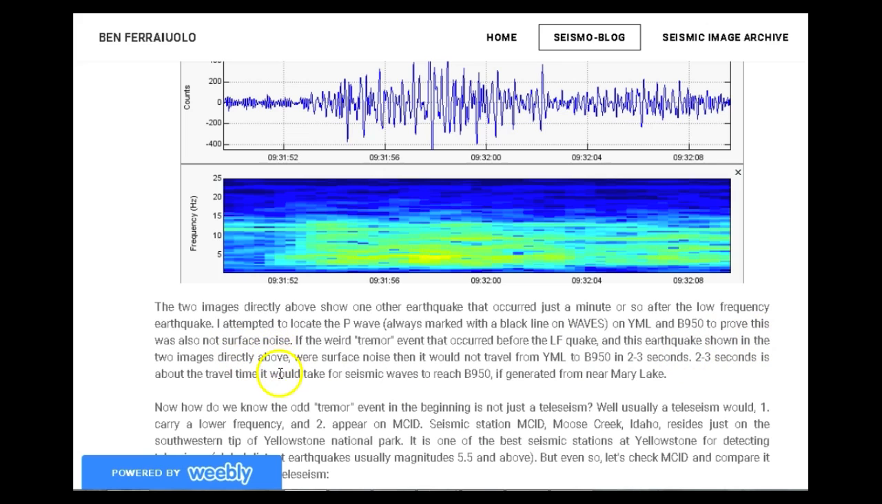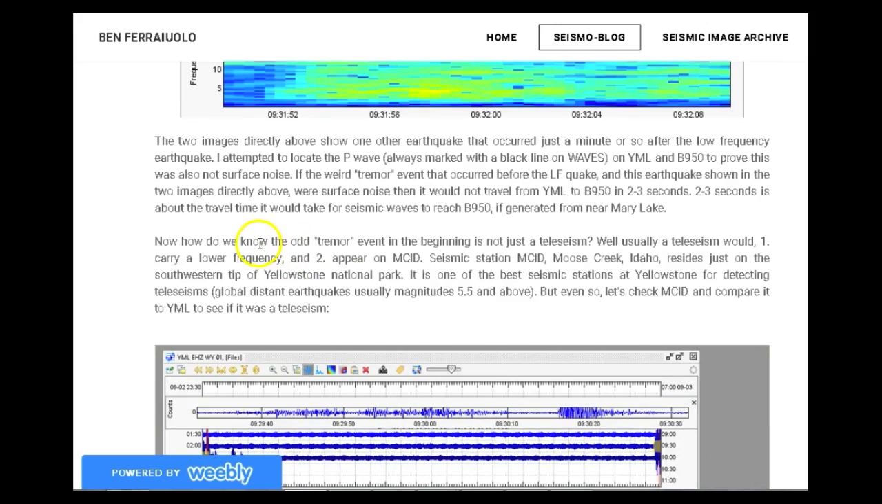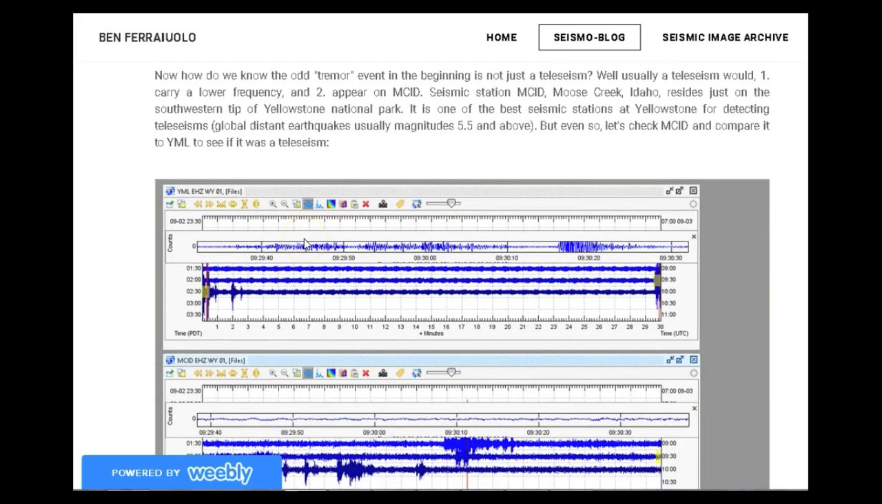directly above were surface noise, then it would not travel from YML to B950 in 2 to 3 seconds. 2 to 3 seconds is about the travel time it would take for seismic waves to reach B950 if generated from near the Mary Lake area. Notice that? Now, how do we know this odd tremor, quote-unquote, event in the beginning is not just a teleseism?